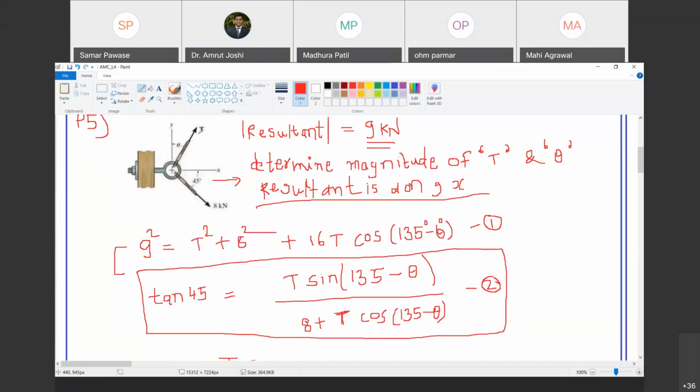कैसे, एक बार फिर से बताओ क्या किया आपने? We completed this parallelogram. Then you call this as R. Am I right? Yes, sir. And then what did you do? So the angle 135 minus theta is the angle between t and r. Yeah, that's correct. Then 135 minus theta is the angle between t and 8 kilonewton.